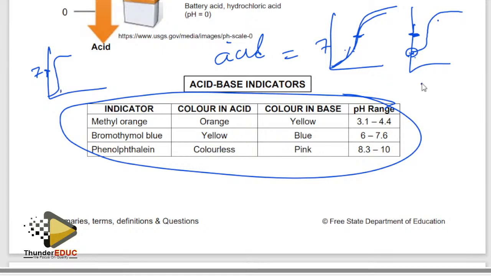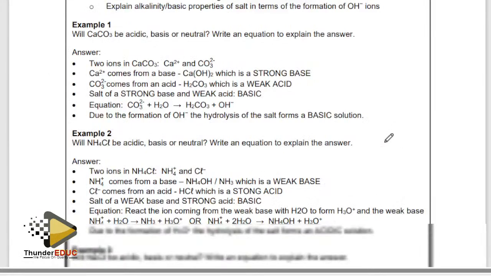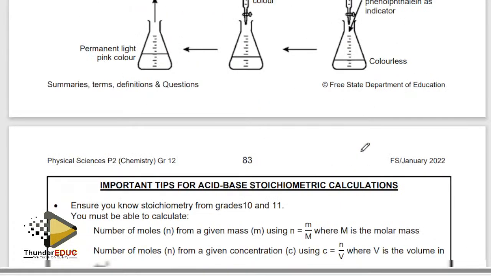And then what about when it's like this? Yeah, it means that it's a weak acid, weak base. So you need to know those graphs so that at least you know how to interpret. Then calculation is also simple.